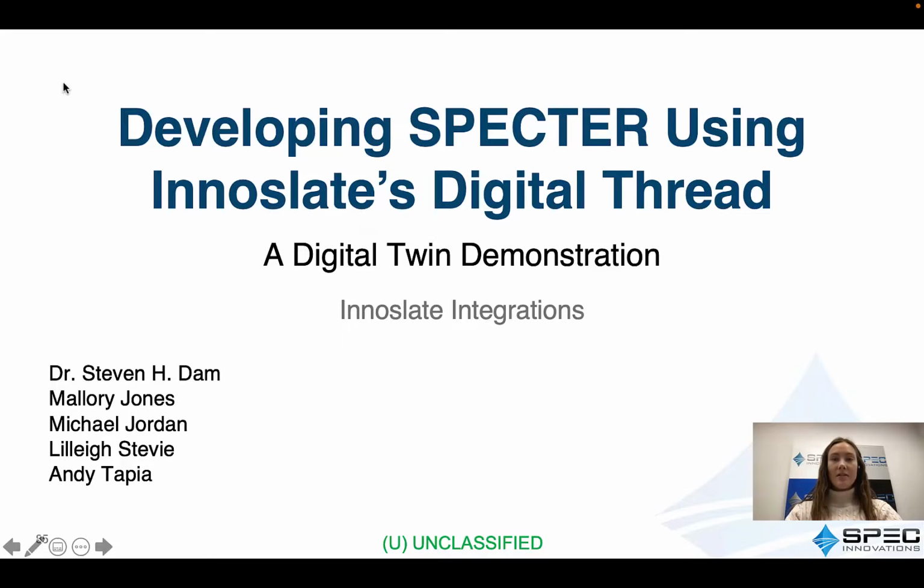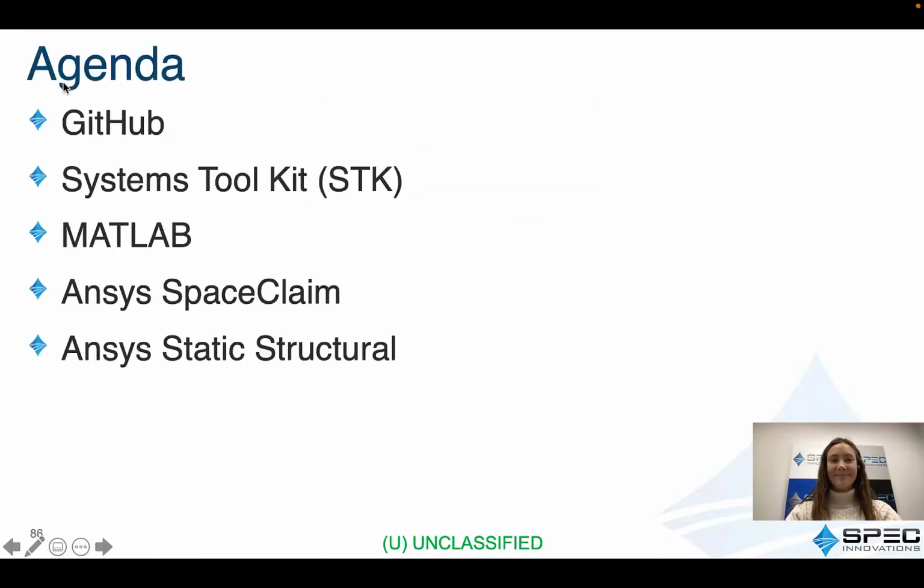In the previous videos, I introduced the Break the Ice Challenge, initiated the Lunar Rover project, and demonstrated Task 1, 2, and 3. In this 8th video of the web series, I will demonstrate the work conducted using Innoslate's integrations. This video will overview how GitHub, STK, MATLAB, and Ansys were used to build and test the SPECTER lunar rover prototype. Additional videos will be provided later to demonstrate how these tools were integrated with Innoslate.